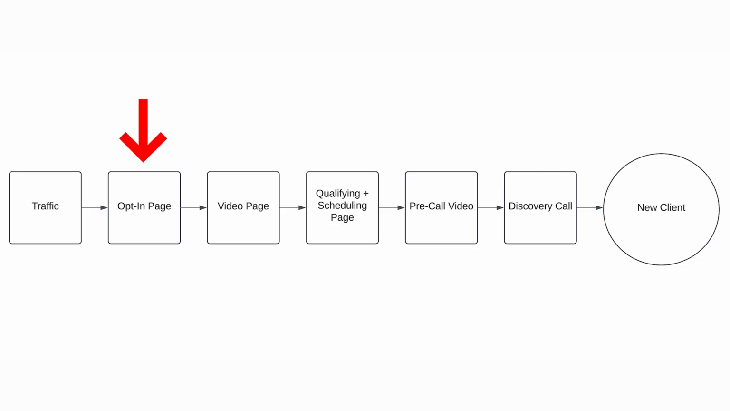There are cases where they see the opt-in, put in their information, or don't and never launch the VSL. So this headline needs to answer a burning desire your ideal client wants. If people drop off, you need to try a new headline or reconsider where the traffic is coming from, clicking the opt-in page. The next one is the VSL page.